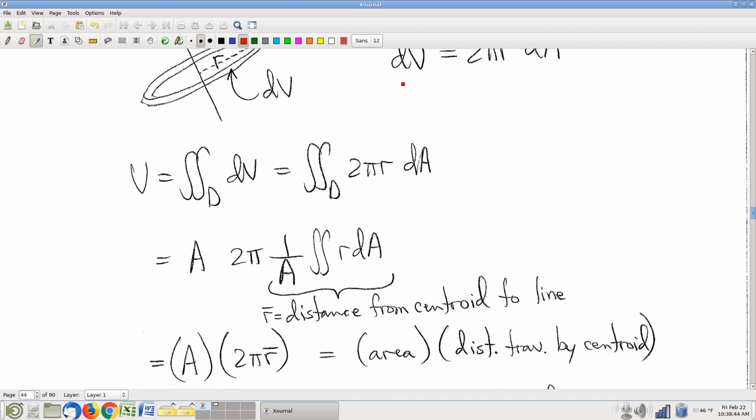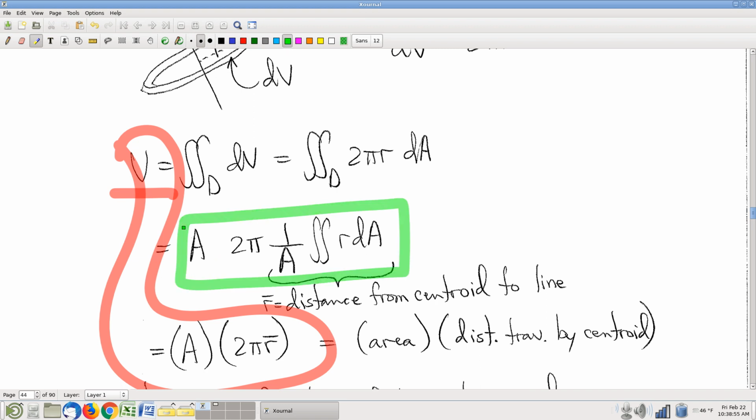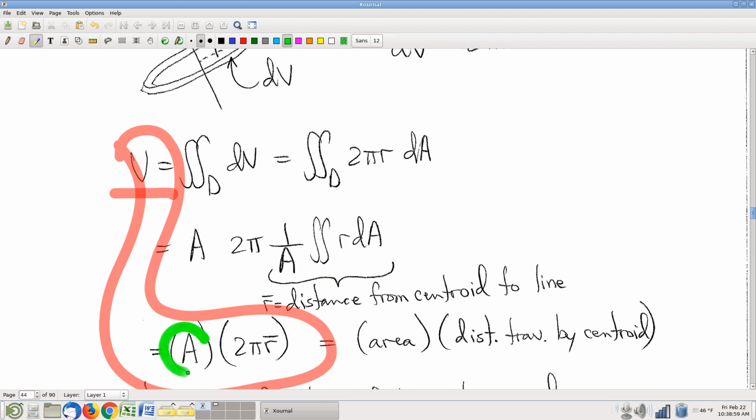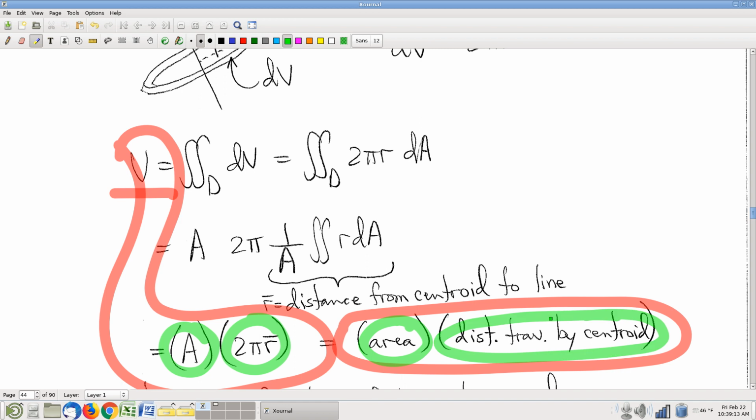So, punchline then, here's our formula for computing that volume. The volume is A times 2 pi r bar, and if you shuffle things around a little bit, you get A times 2 pi r bar. Namely, writing that a little bit differently, area times the distance traveled by the centroid.